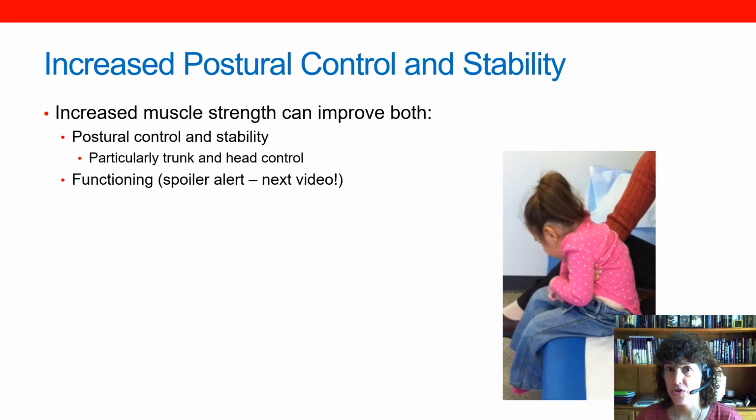So, increased muscle strength. Well, if I'm stronger, particularly in the areas where clients tend to exert force against dynamic seating components, like a dynamic back, for example, I can see a resultant improvement in postural control and stability, particularly trunk and head control. We also can see an increase in functioning as a result of this increased muscle strength, but spoiler alert, that's in our next video, so hopefully you can join us there.